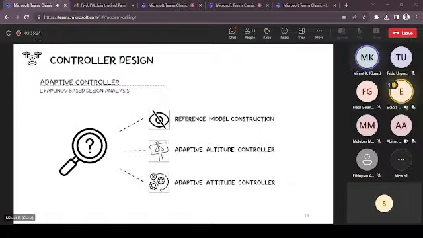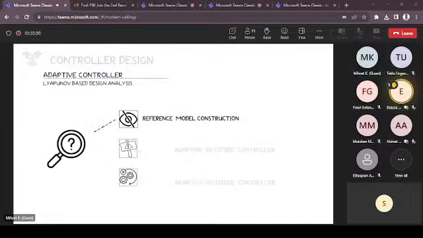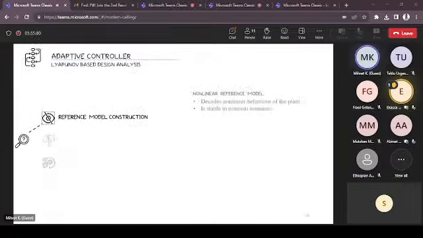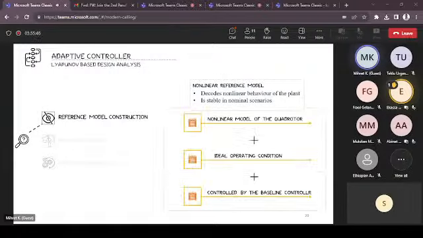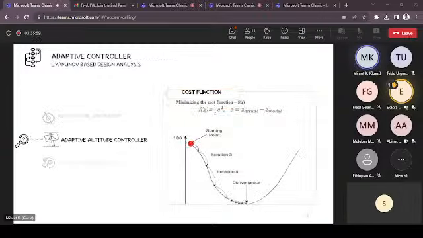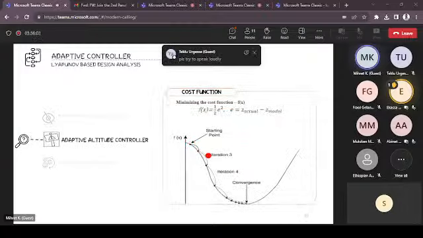So the adaptive controller design basically starts with reference model construction, and then it designs two control loops for the altitude adaptation and attitude adaptation. So the reference model is designed to decode the desired plant response. It consists of the developed nonlinear model of the quadrotor, which is assumed to be operating in ideal operating conditions and which is controlled by the baseline control laws developed earlier. So the overall closed loop system is guaranteed to be stable in nominal scenarios.